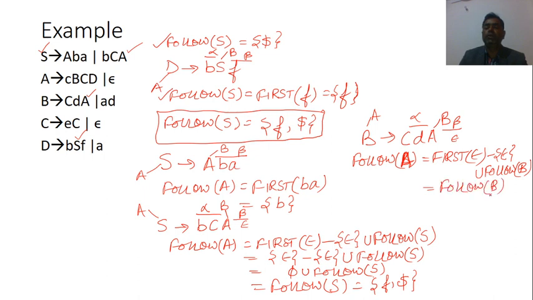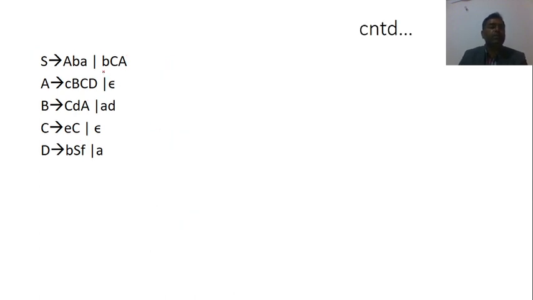Now you can see, if I just want to find out follow of A, for that purpose I need follow of B. So first I have to calculate follow of B now. What will be follow of B? In this grammar you can see B is present here. We have to consider this production for finding the follow of B. That is, A derives to CBCD. This is our B, this one is our beta, alpha is C, and this is our A.